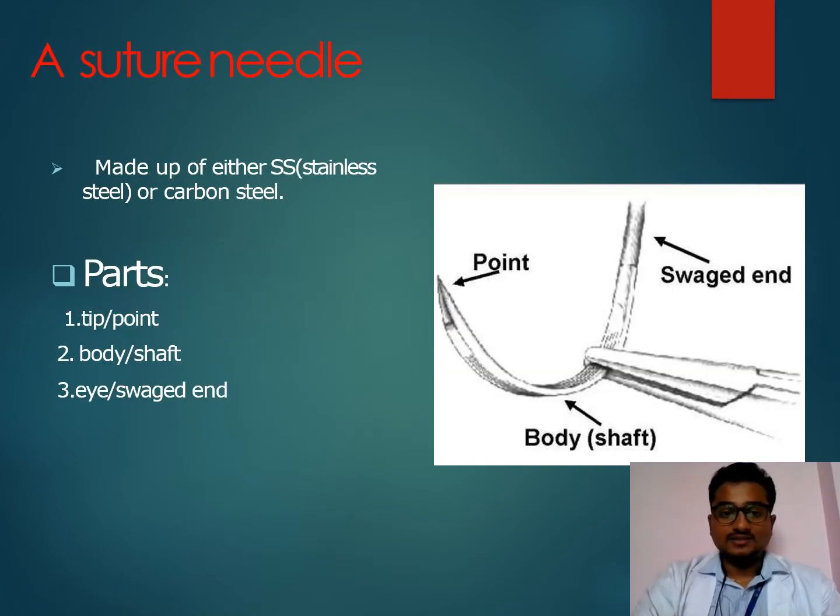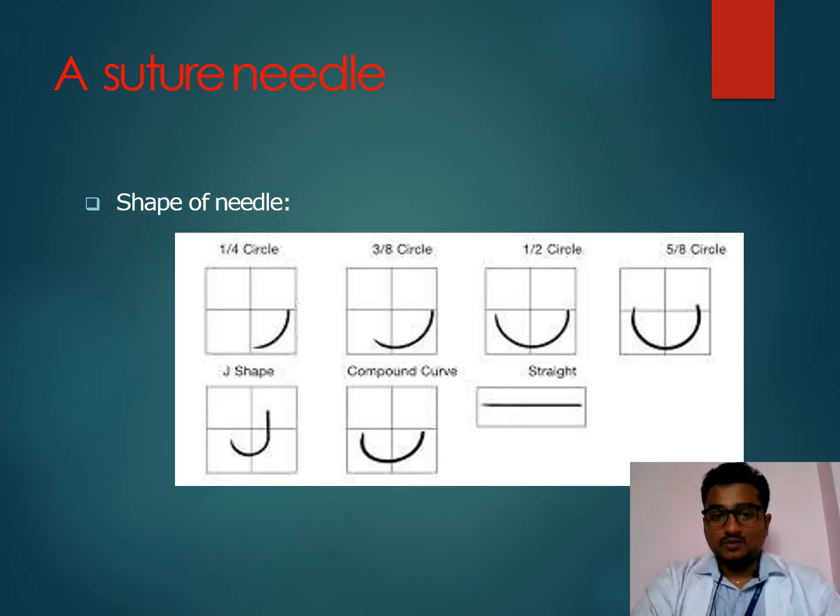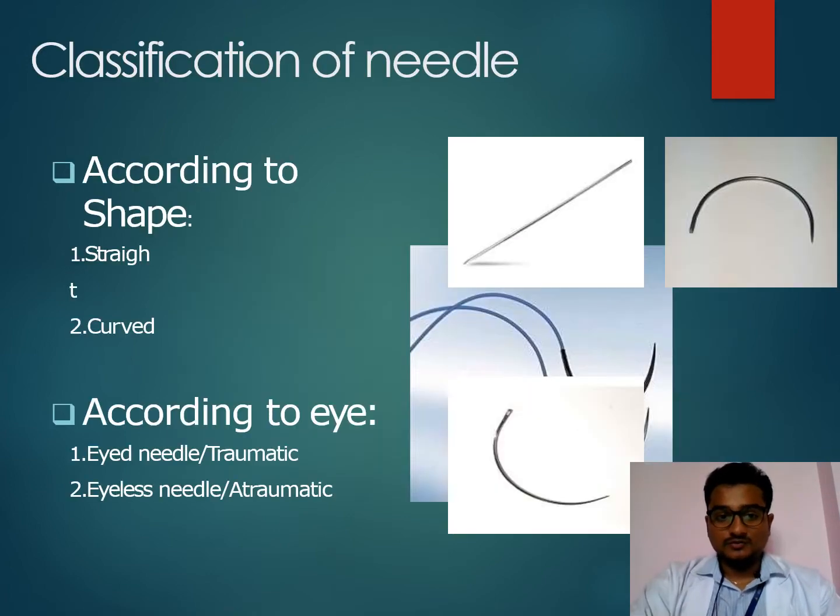A suture needle is made up of either stainless steel or carbon steel. Parts are tip or point, body or shaft, eye or swaged end. Shape of a needle: 1/4, 3/8, 1/2, 5/8 circle, J shape, compound curve, and straight.